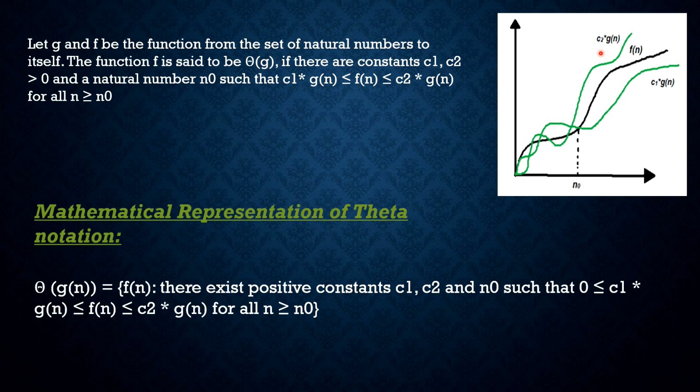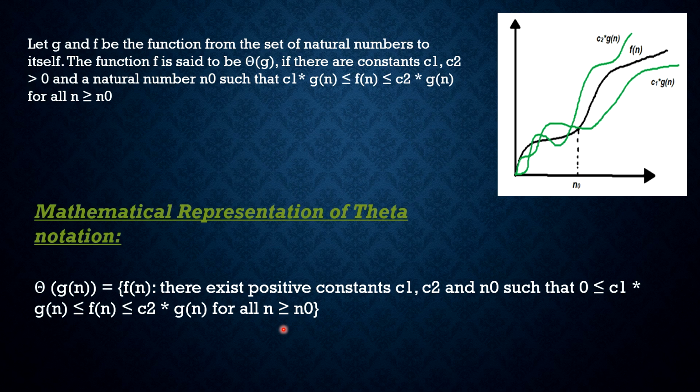We basically see that f of n is a function, the upper bound is c2 g of n, and the lower bound is c1 g of n. f of n belongs between these two other functions. The mathematical representation is: c1 g of n less than or equal to f of n less than or equal to c2 g of n. We can see this graph and say that this is the mathematical notation.